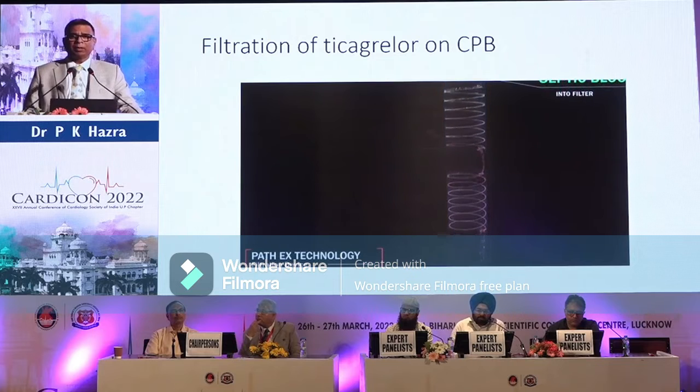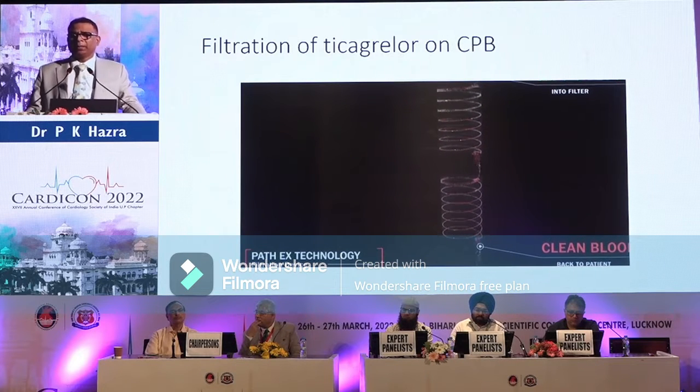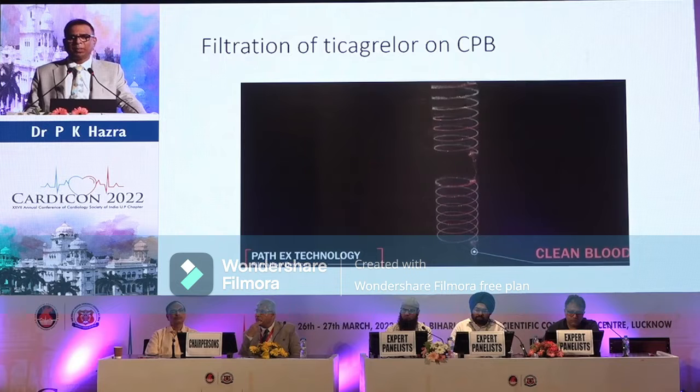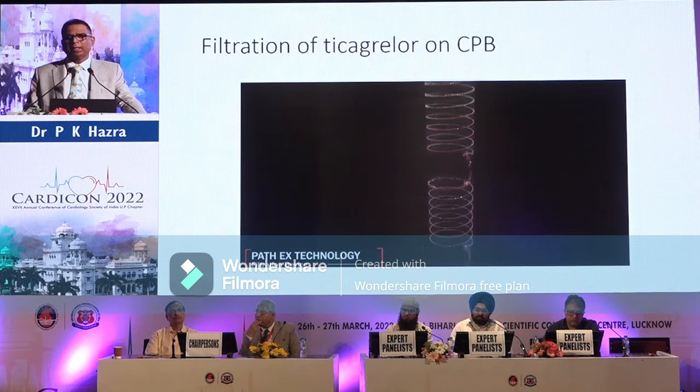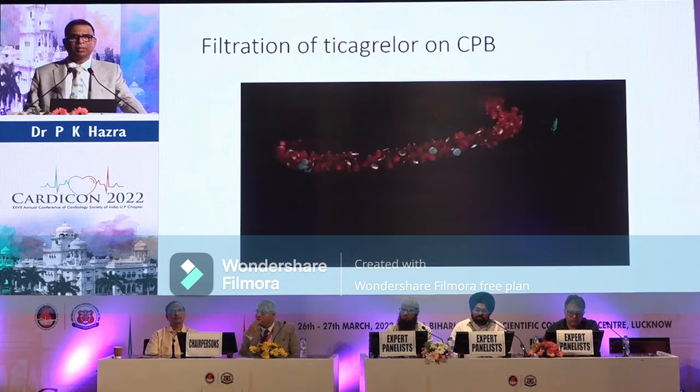If you have ticagrelor on board, and you remove it with your CPB absorb filter, you can remove almost 99% of ticagrelor on board within 30 minutes. So your bleeding risk actually comes down significantly.